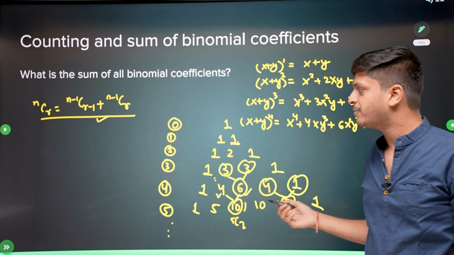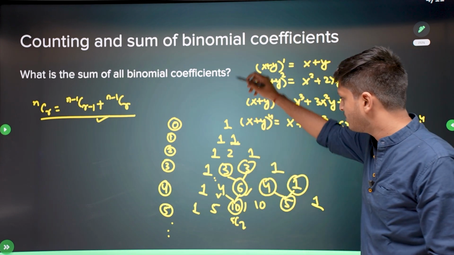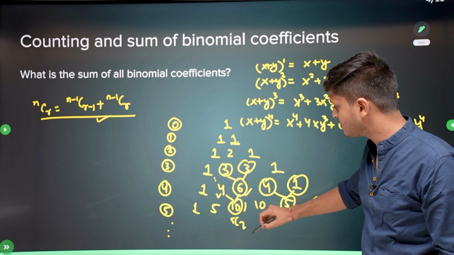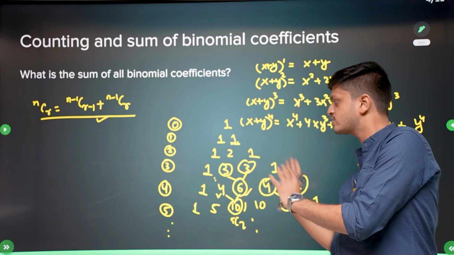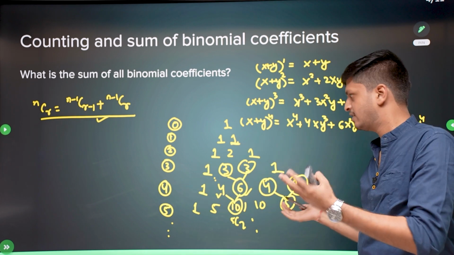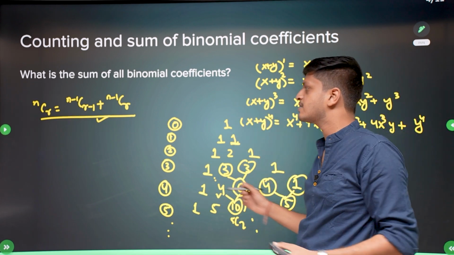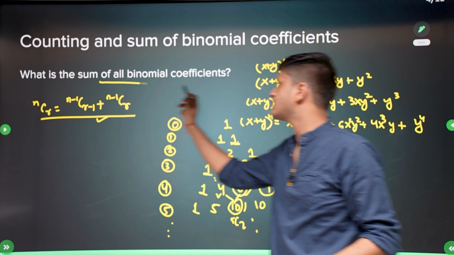And another property of Pascal's triangle is it is symmetric. This we already saw, right? This is symmetric along the horizontal line. It is symmetric because n choose r will be equal to n choose n minus r. That is also one thing. And the next interesting property is what is the sum of all binomial coefficients.